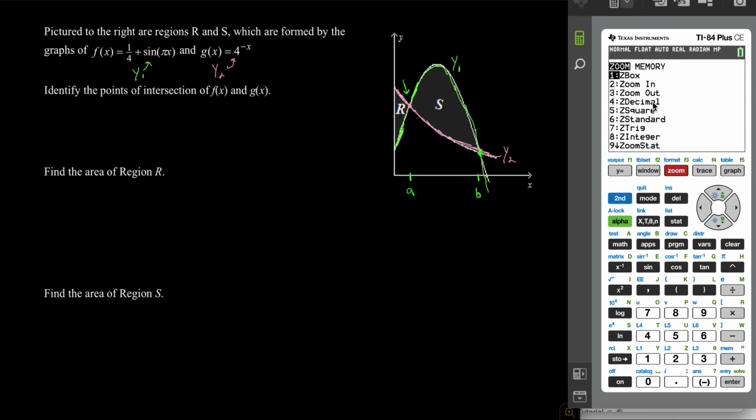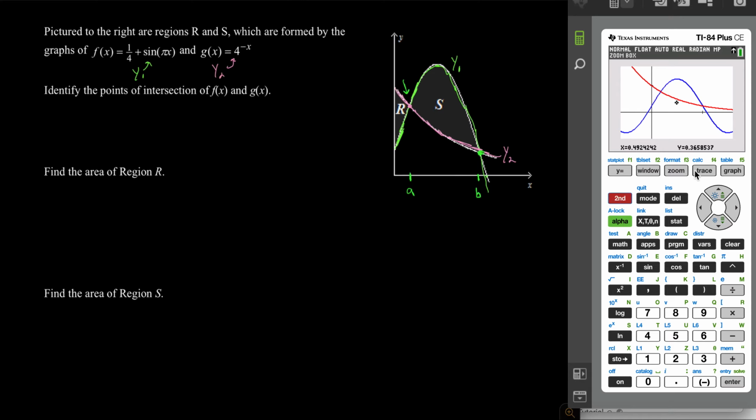I like zoom box actually in this kind of situation. So I move the cursor to the upper corner, like that, and then I make a box around what I want to look at, just below the x-axis, and then over just past where they intersect. And the blue one goes back below. That's the part we want to look at. All right, so there we go. This is a good look at what we want to see. So that's zoom box.